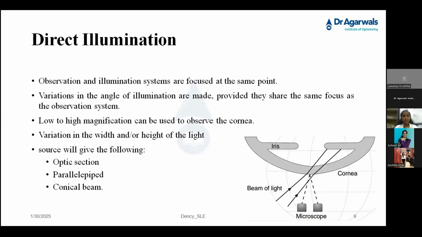Direct illumination. Observation and illumination systems are focused at the same point. Variations in the angle of illumination are made provided they share the same focus as the observation system. Low to high magnification can be used to observe the cornea. Variation in the width or height of the light source will give the following: optic section, parallelepiped, and conical beam.